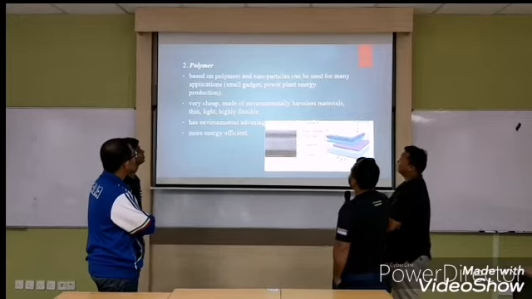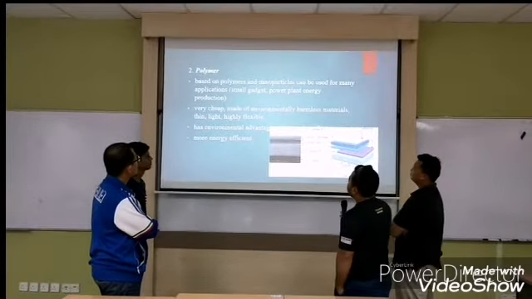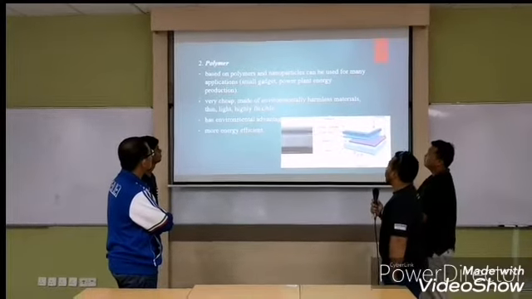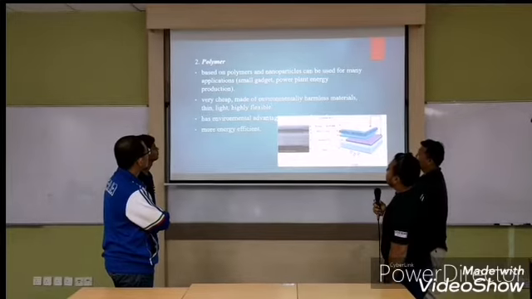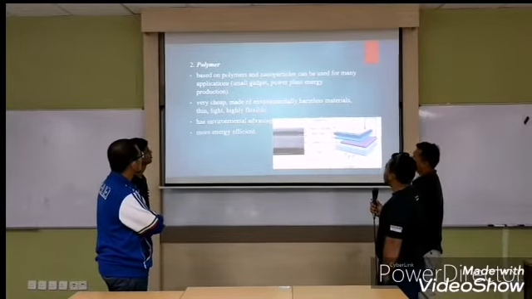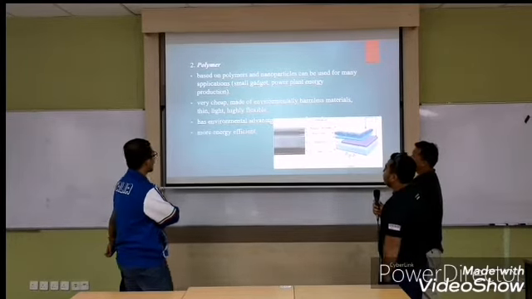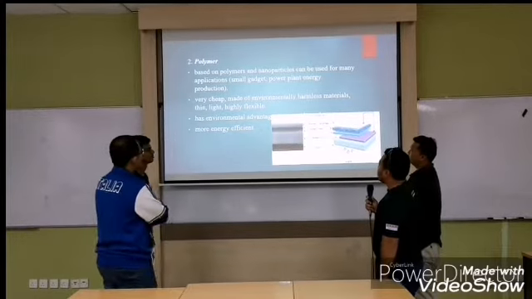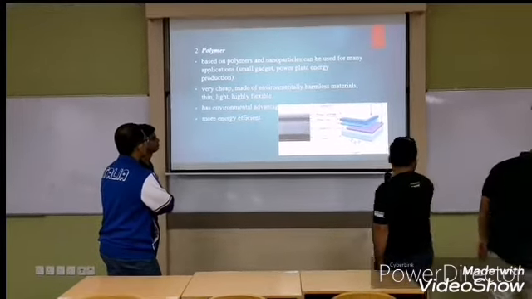Solar cells based on polymer and nanoparticles can be used for many applications: small gadgets, power plants, energy production. Very cheap, made of environmentally harmless material, thin, light, highly flexible. As an environmental advantage, more energy efficient.